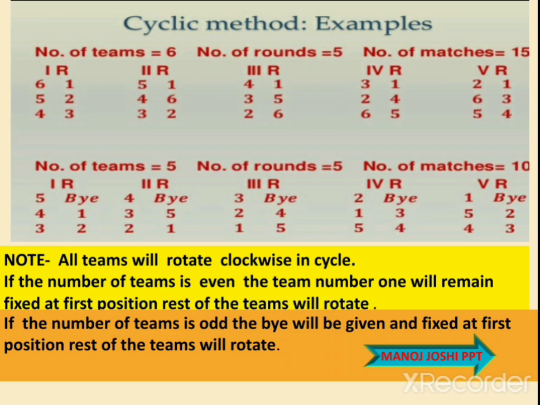First, the number we have seen, the first round match. In the first round, how will we write the number of teams? We will write 1, 2, 3, 4, 5, 6 this way. And then the second round comes. The numbers now rotate. One will remain fixed at the first position. One will not be shifted. It will not rotate. The first team will be fixed at the first position.